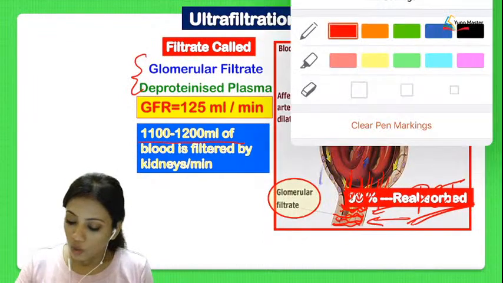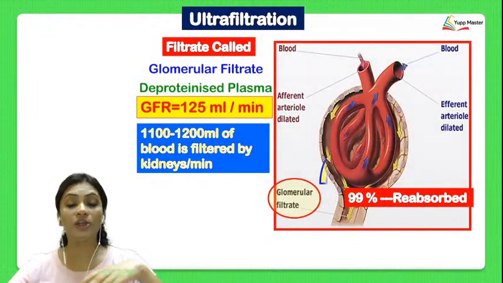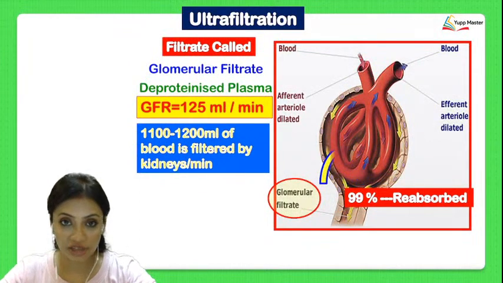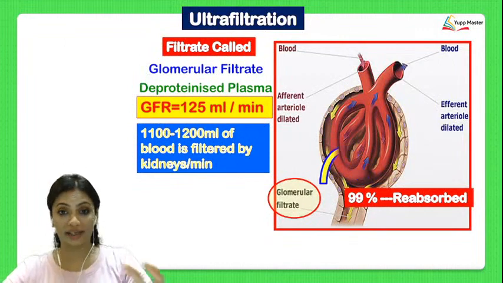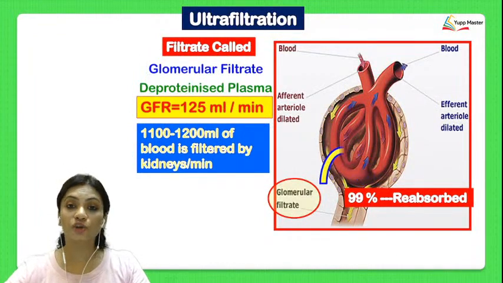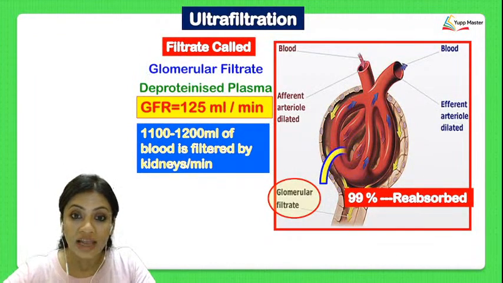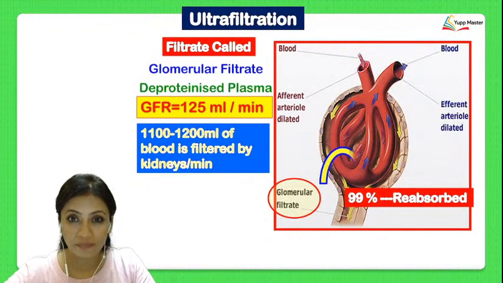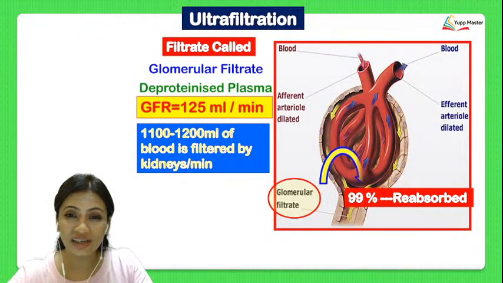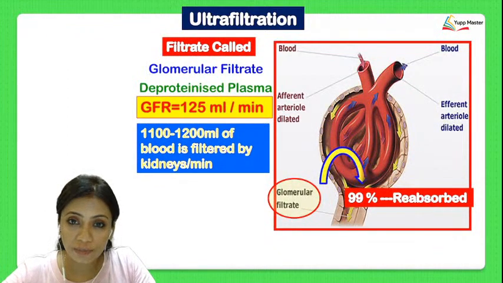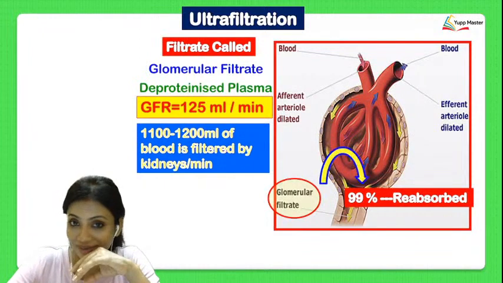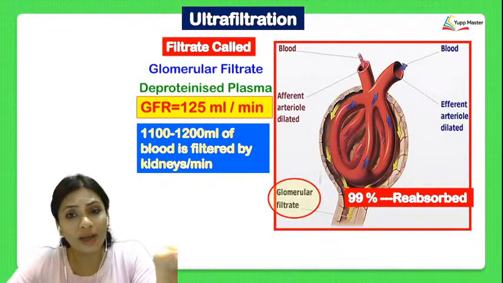And one more thing. If this much filtrate is being formed, then do you actually think that that much urine is going to be passed? Do you know that if it is 125 ml per minute, then in one day it would be around 180 liters. Are you passing 180 liters of urine in one day? I hope you aren't. You are passing only 1 liter.